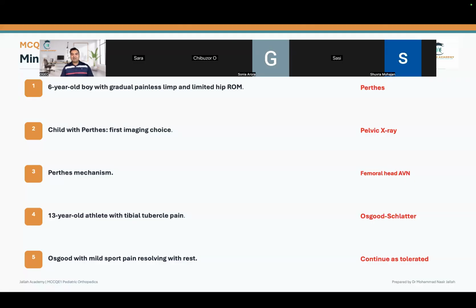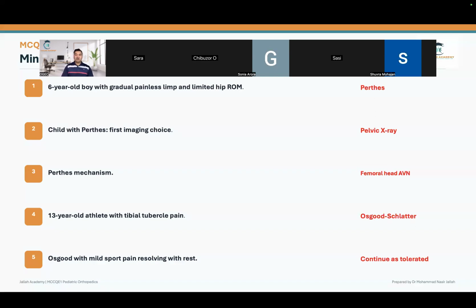So another thing that makes me think about it is the patient has a limp and it's gradual, it is chronic, and it's painless. Remember, we said the difference between Perthes and slipped capital is that the pain is less and the age is less. 4 to 8 for Perthes, and for slipped capital, it is 13. Limited range of motion. Almost the rest of the clinical picture is the same thing. So it is Perthes. Child with Perthes, first imaging choice is X-ray.